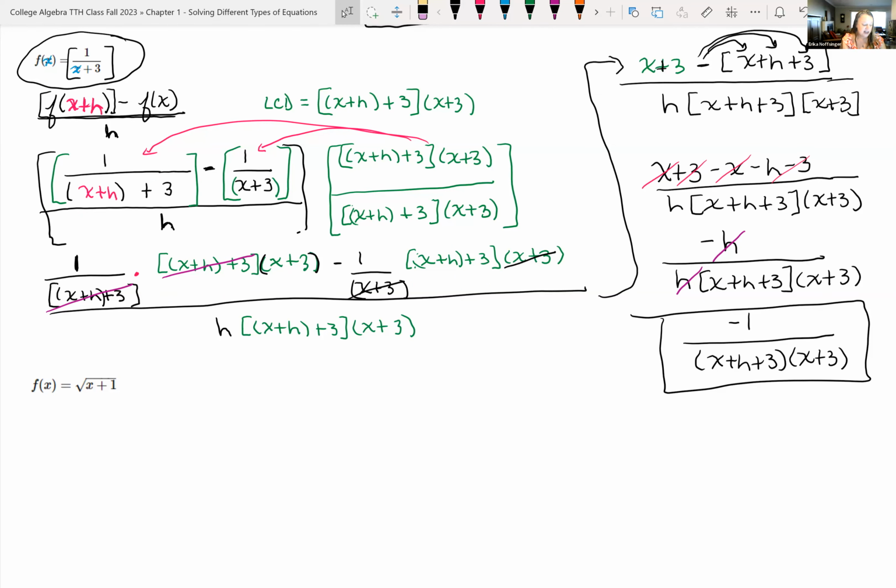Okay, so let's look at another example. This time we have f of x is equal to the square root of x plus 1. So again, we want to find the difference quotient. So we want to find what is f of x plus h minus f of x all over h.